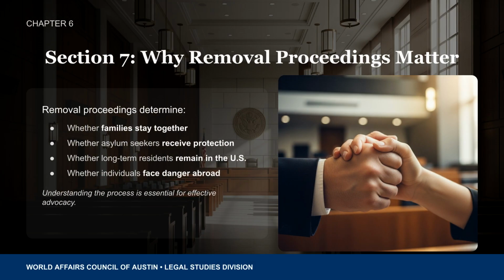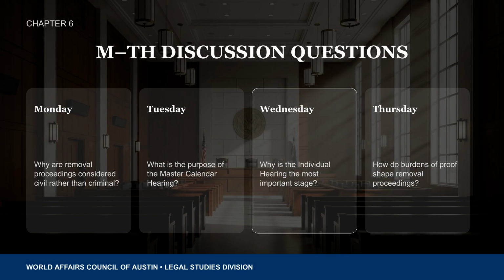Removal proceedings matter because they determine whether families can remain together, if asylum seekers receive protection, if long-term residents stay in the U.S., and if individuals face danger abroad. Understanding this process is vital for effective advocacy. These questions explore the nature and critical stages of removal proceedings and are intended to prompt deeper thought on the material presented in this chapter.